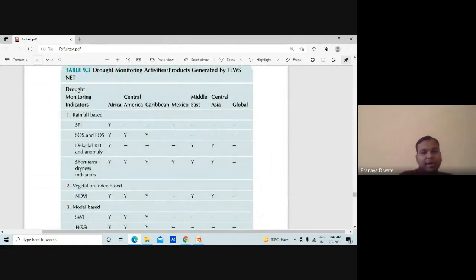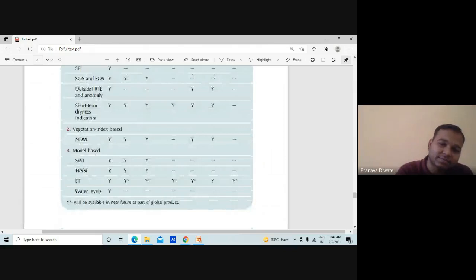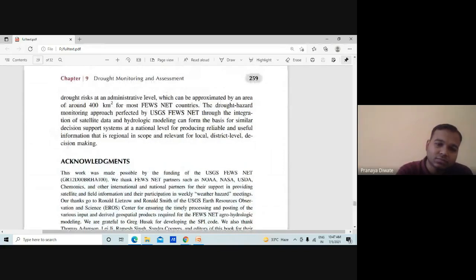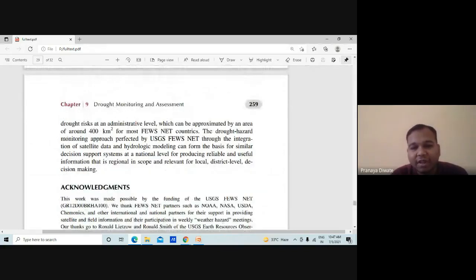So now, the drought monitoring activity products generated by FEWS NET. You have rainfall based indicators, SPI, SOS, short term dynamics, and all. So all these parameters can be used for the drought assessment. The drought risk is at an administrative level, which can be approximated by an area of around 400 square kilometers.